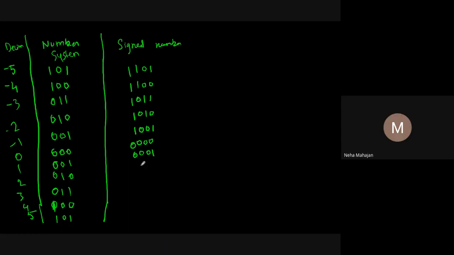2 can be written as 010, and you will have an MSB of 0. 3 can be written as 011, and you will have an MSB of 0. 4 can be written as 100, and you'll have an MSB of 0. 5 can be written as 101, and you'll have an MSB of 0. Is this point clear? Yes, sir.